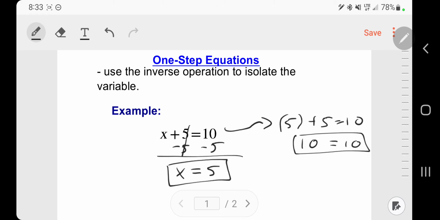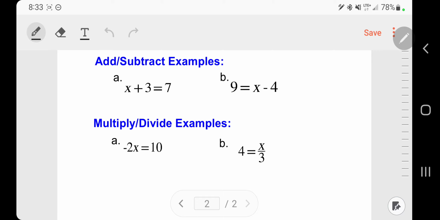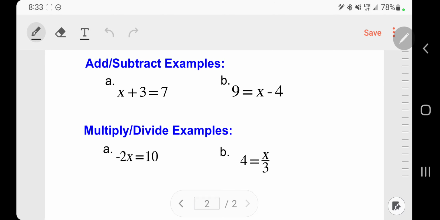Okay, let's take a look at a few more examples. Okay, so here we see pretty much the 4 basic examples that you'll see here using addition, subtraction, multiplication, and division. So the first one here, letter A, we have kind of similar to the one we just did. It's x plus 3 equals 7.